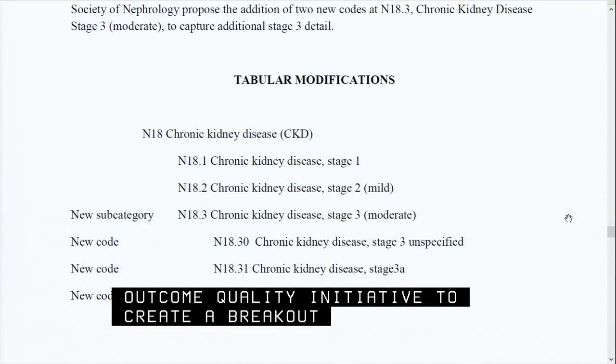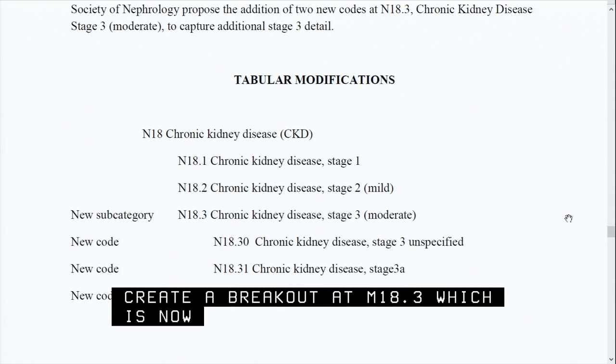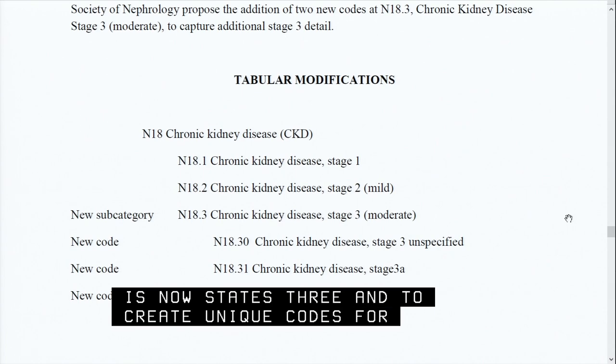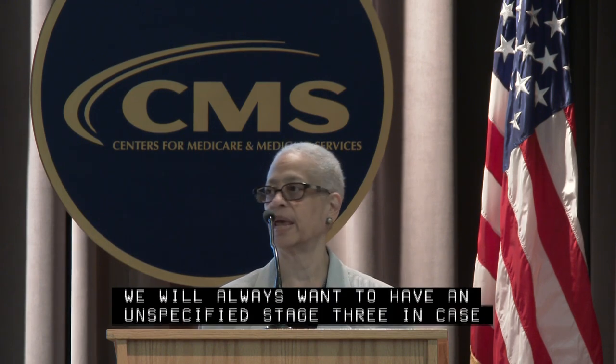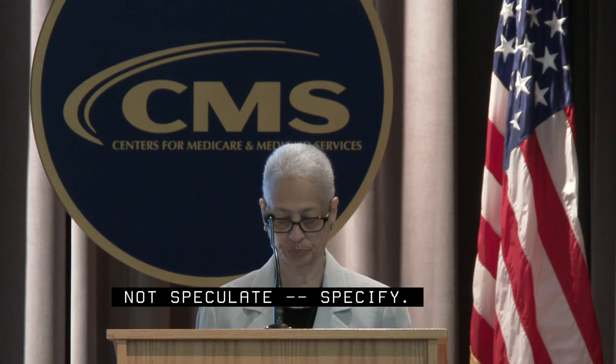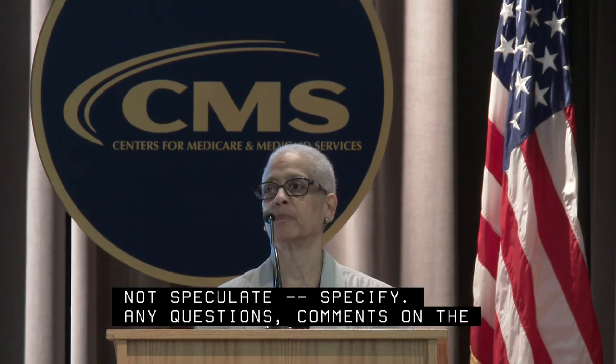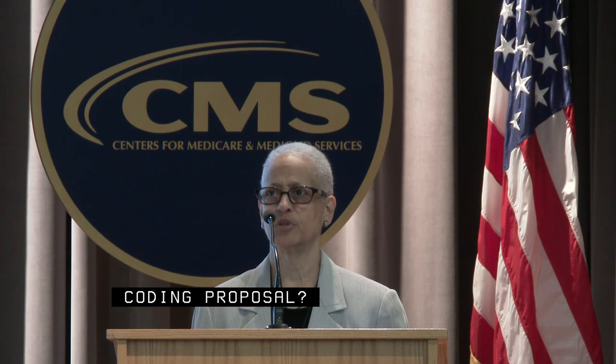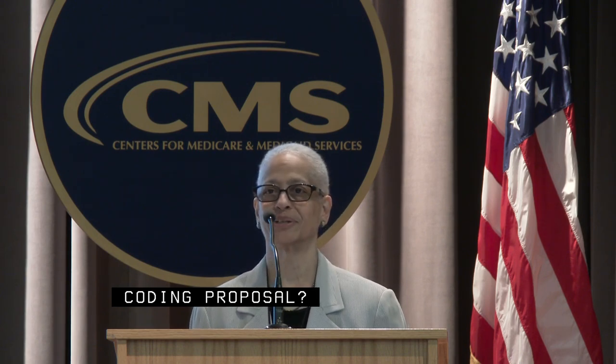N18.3, which is now stage 3, and to create unique codes under N18.3, a unique code for stage 3A, and a unique code for stage 3B. And of course, we will always want to have an unspecified stage 3 in case the record documentation doesn't specify whether it's an A or B. So any questions, comments on the coding proposal? And we do have somebody coming to the microphone for those of you who are online.